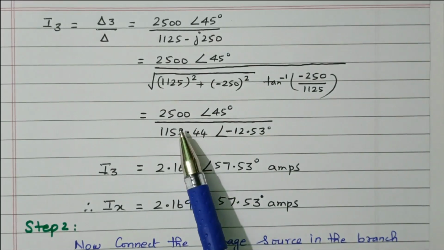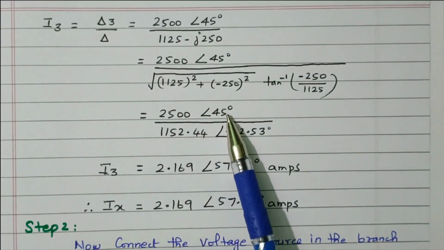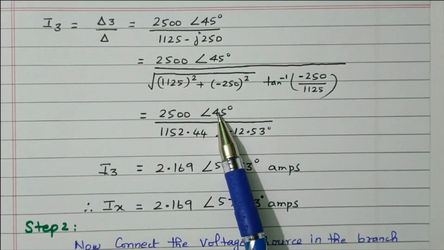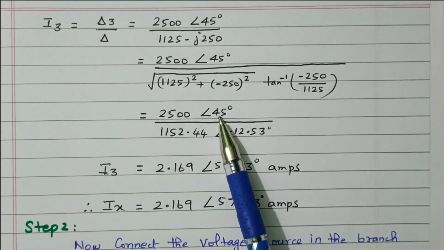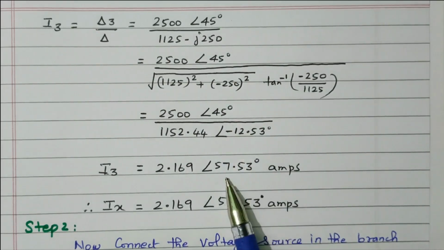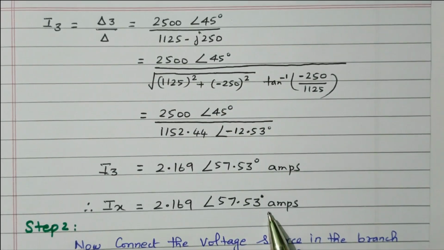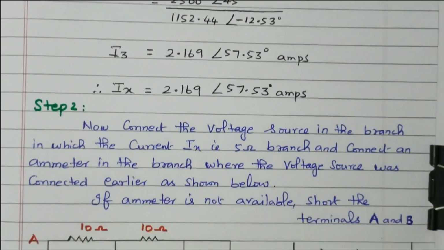So division means these two magnitudes are divided and these two angles are subtracted. Multiplication means the angles should be added. So 45 minus of minus 12.53, so it becomes plus. So 45 plus 12.53, that is 57.53. Now we calculated the Ix value. That is one of the questions. Now we need to verify with the reciprocity theorem. Right, now we'll go to step 2.